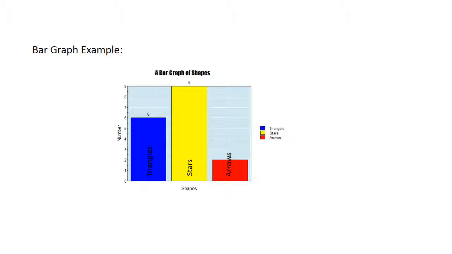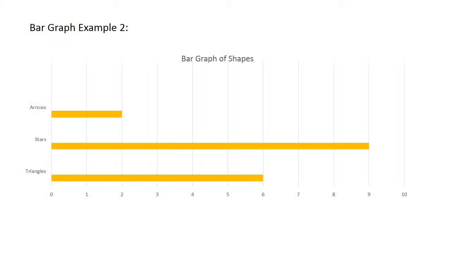Here's the same data as in our pictograph represented in a bar graph. This is another way of showing 6 triangles, 9 stars, and 2 arrows. Here is another bar graph showing our data. Students will need to know several different ways of showing data in a bar graph.